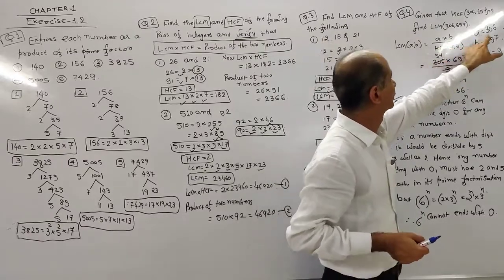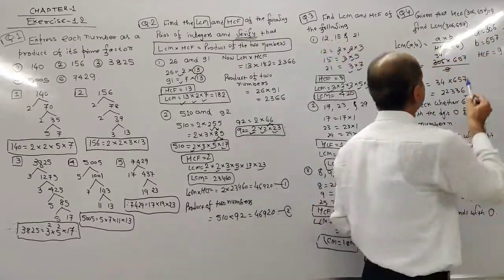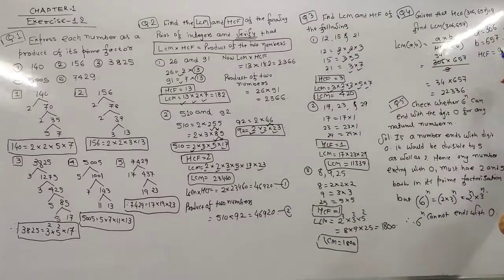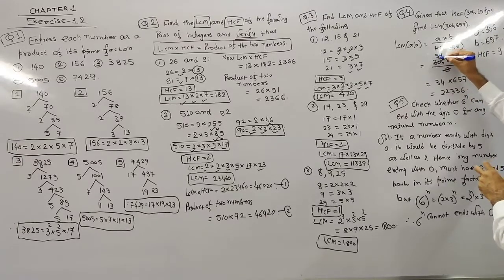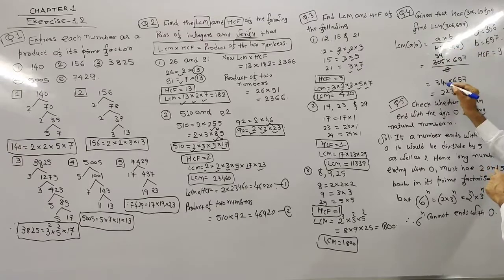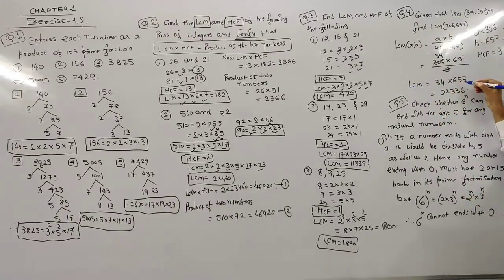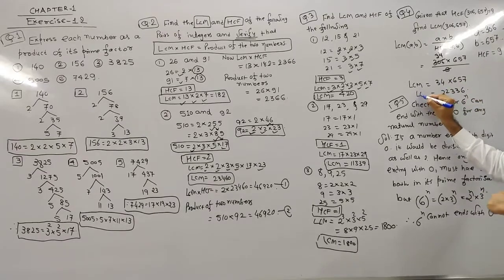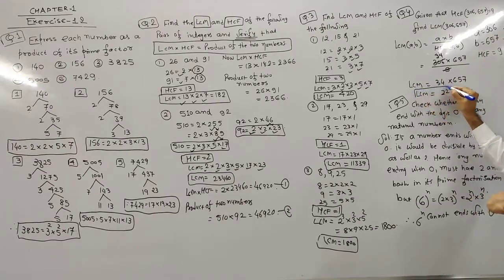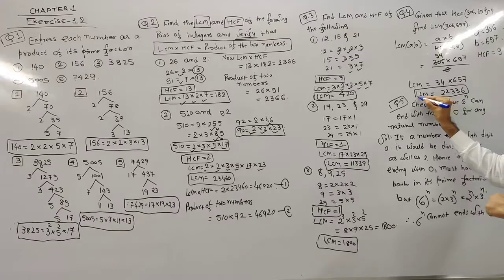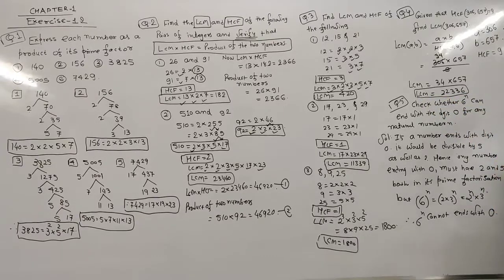What is your A? 306. What is your B? 657. And what is your HCF? 9. So when you divide 306 by 9, 9 3s are 27, 3, 36, 9 4s are 36. So the LCM is 36 into 657. If you multiply this, you get 22,336. That is your LCM.